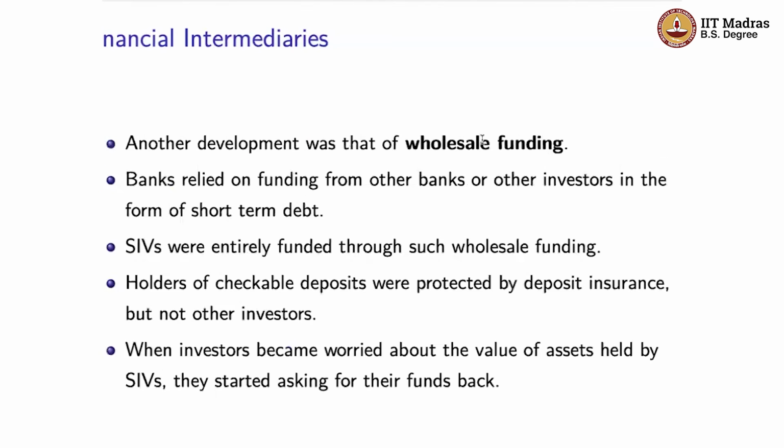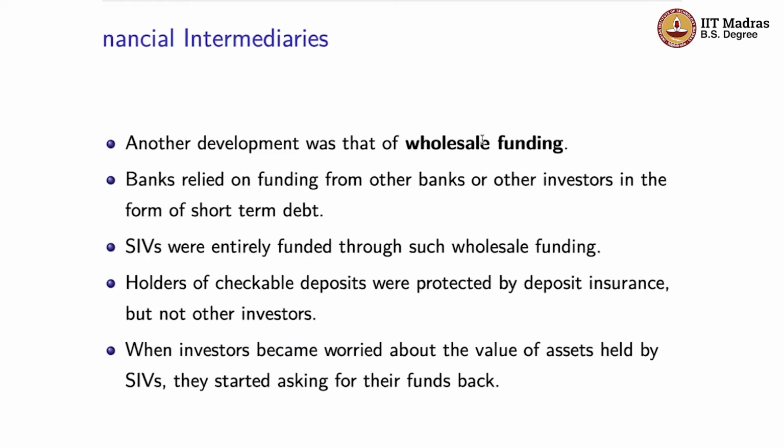Where is this liquidity of liabilities coming in? So another development that happened was the rise of wholesale funding, right? So banks relied on funding from other banks or investors in the form of short-term debt, as we mentioned, and SIVs were in fact entirely funded through such wholesale funding, right? Now, what happens is that if you put your money in banks, then governments provide you some insurance, right? If the banks fail, then some amount of your money is protected by what is known as deposit insurance, right?